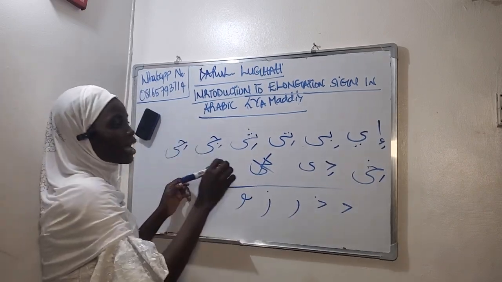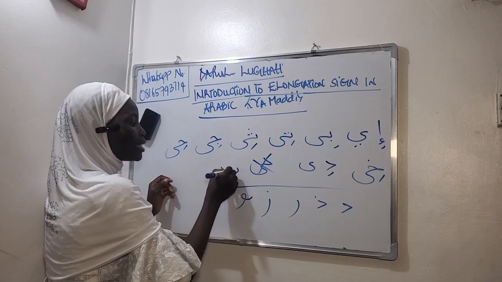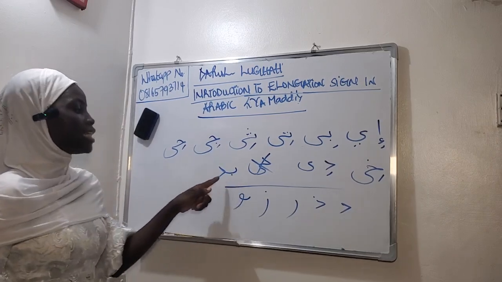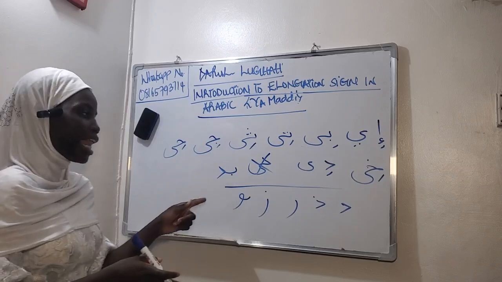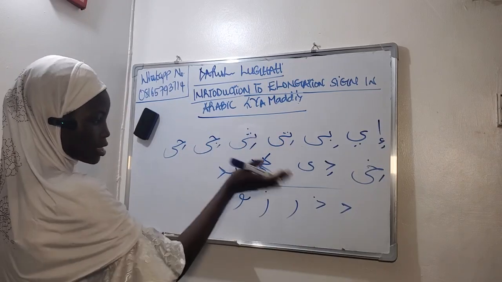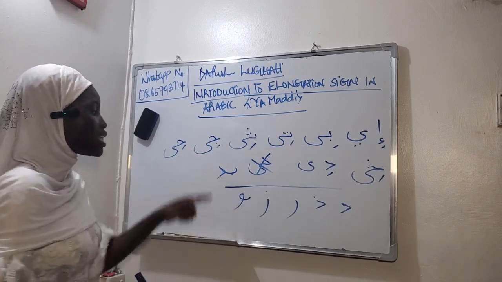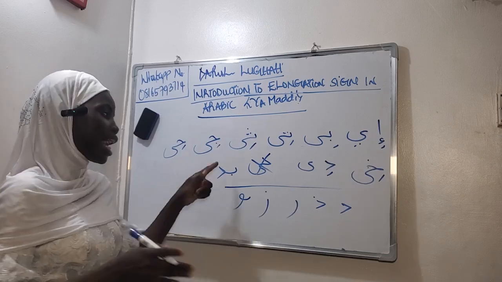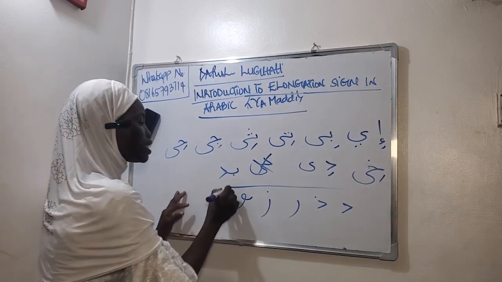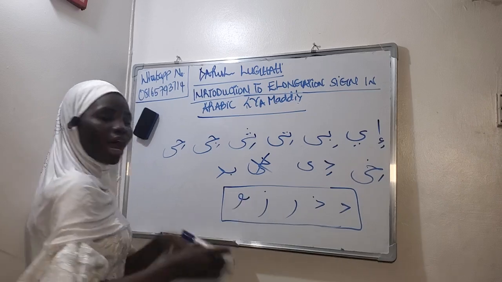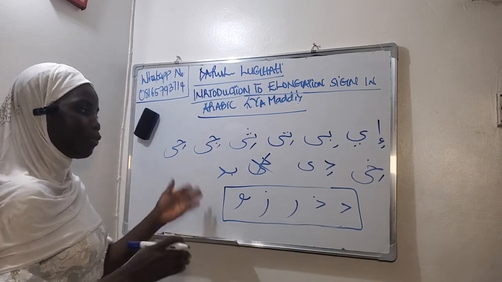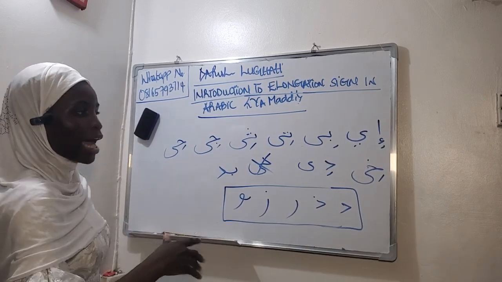Now, we can write something like this, ba and dal. You can join ba and dal together like this. This ba is joining the dal from the back. You can join a letter at the back like this, but at the front you can't join any letter with dal. These 5 letters, note this: we have dal, zal, ro, zain and waw. You can't join anything with them at the front, but letters can join at the back.